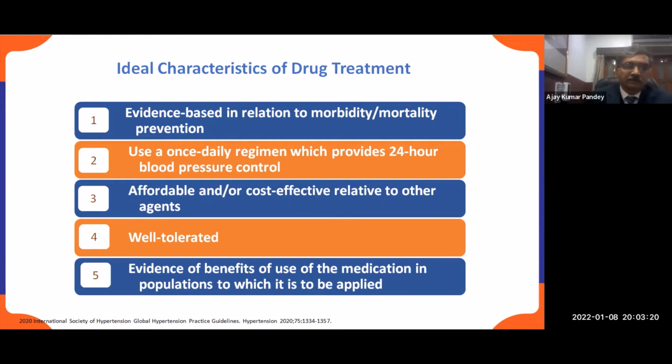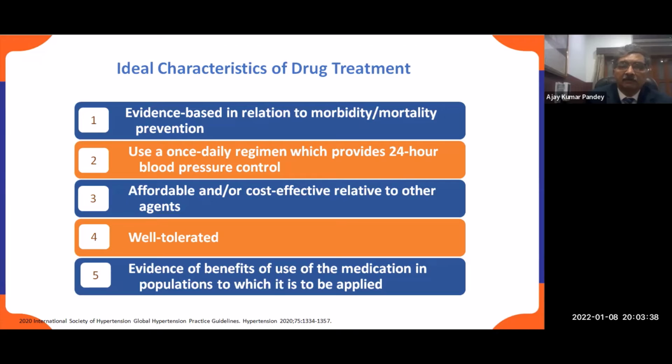Ask them to wait, if the patient is not having a severe hypertension or is not in trouble and his blood pressure is not very severe. Treatment should be evidence based in relation to morbidity and mortality, so that we need to treat it. Use a once daily regimen. A once daily regimen is always preferred by patients, and they like it also.